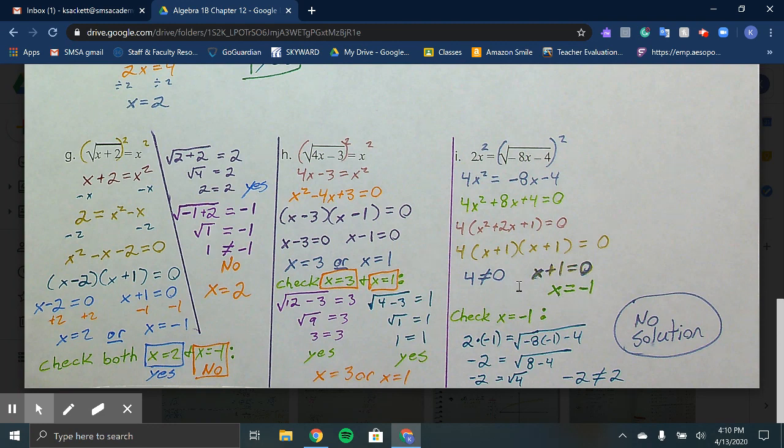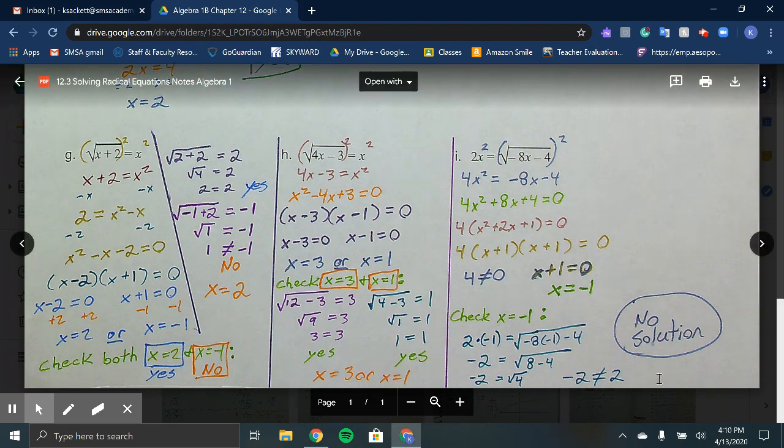We then plug that back into the original. We end up with negative 2 equals the square root of 4. Negative 2 does not equal 2, so in this case, there is no solution.